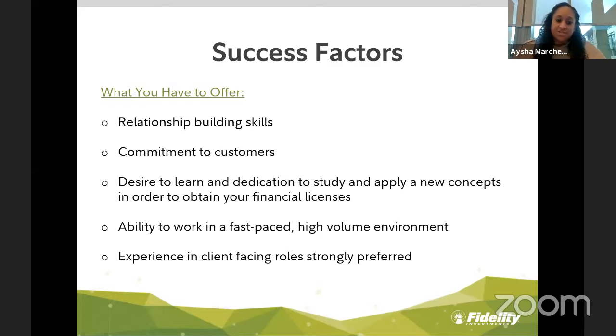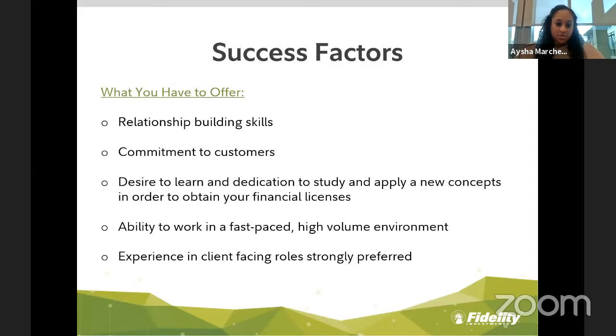As far as success factors for being successful in any position here at Fidelity, as you know, relationship building, we touched on before. Most of these roles are client facing or customer facing. So again, our mission is that we have the customer at the center of everything we do. Each customer means the world to us. So relationship building, commitment to our customers and what's best for them and their financial future, the desire to learn and dedication to study and apply new concepts in order to obtain your financial licenses.